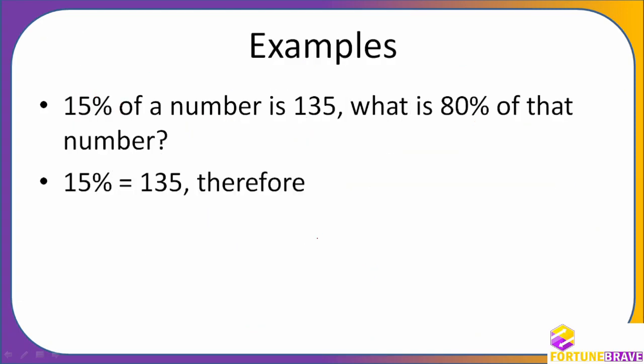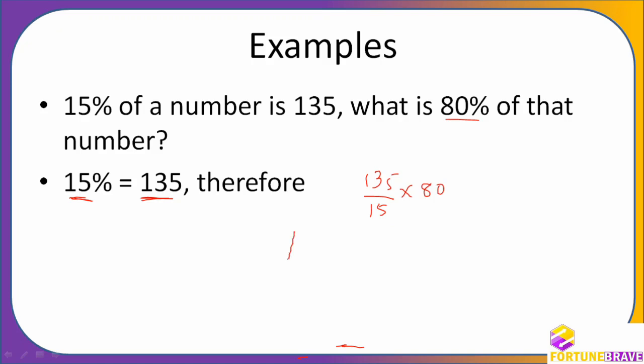Okay, let us see one more example. Please read it. 15% of a number is 135. What is 80% of that number? Now a little bit higher calculation. So 15% they have given, right? The actual value is 135. They need us to find out 80%. Very simple. 135 divided by 15, and we need to find 80%.